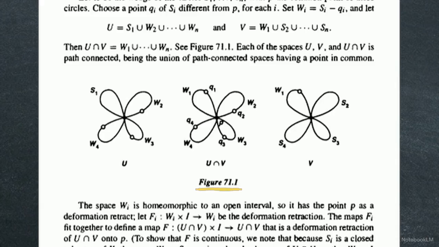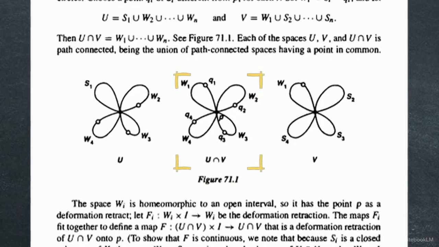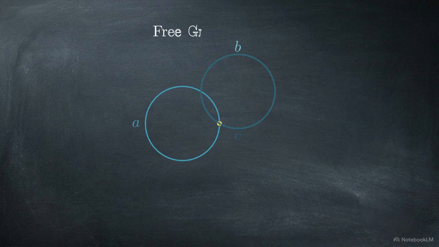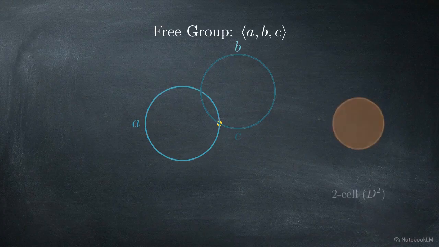We can see this formalized in the text. This is figure 71.1, which illustrates the rigorous diagram of these path-connected spaces intersecting to form the wedge. The rule here is clear. Joining one-dimensional boundaries strictly creates a free group of independent generators. These isolated loops form the raw alphabet of our algebraic structure.